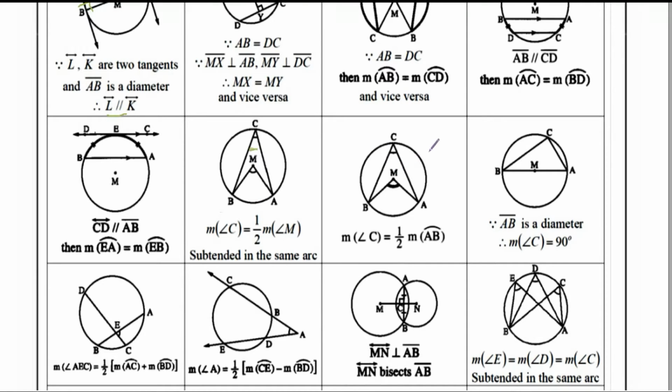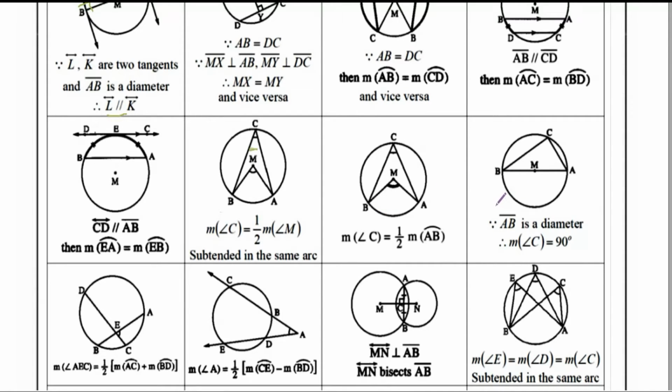As you see here, the measure of the inscribed angle C equals half the measure of the central angle. So, the measure of the angle C here equals half the measure of the arc AB. And also, the measure of the central angle M equals the measure of the arc BA.